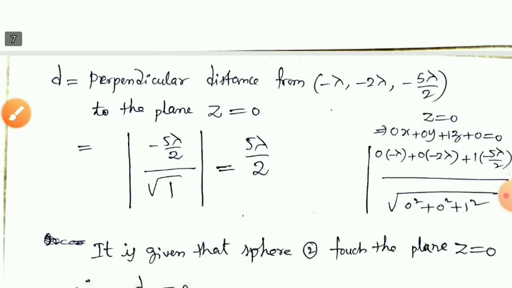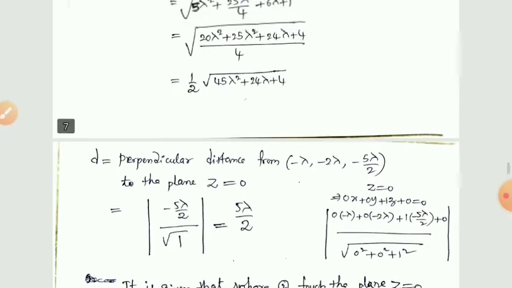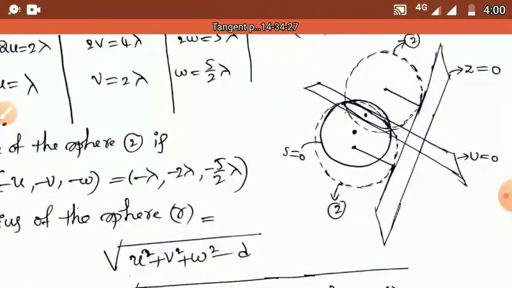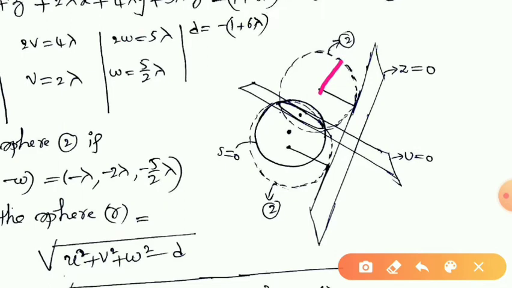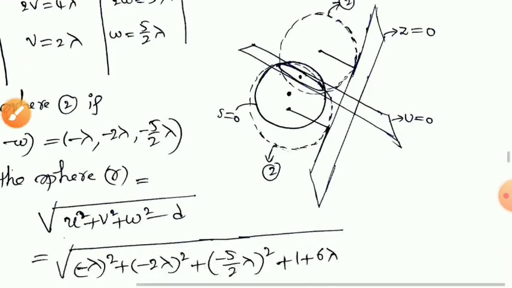So I will show in the diagram. Actually this is the radius of the sphere we have to find. This is the perpendicular distance from the center of the sphere to the plane z is equal to 0. So actually you can observe that r is equal to d in this case, because it is touching z is equal to 0.